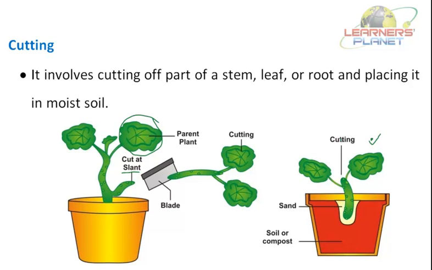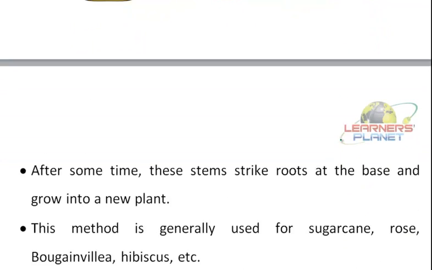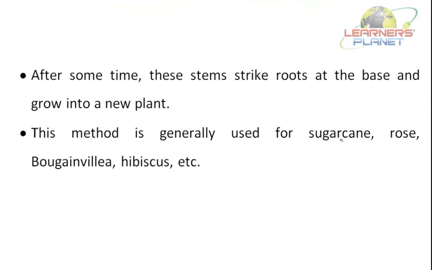Even carnations and chrysanthemums are commonly propagated from cuttings. This is the procedure by which we can obtain new plants. When a part of a plant is potted, after some time these stems strike roots at the base and they grow into a new plant. This method is generally used for sugarcane, rose, bougainvillea, hibiscus, etc.